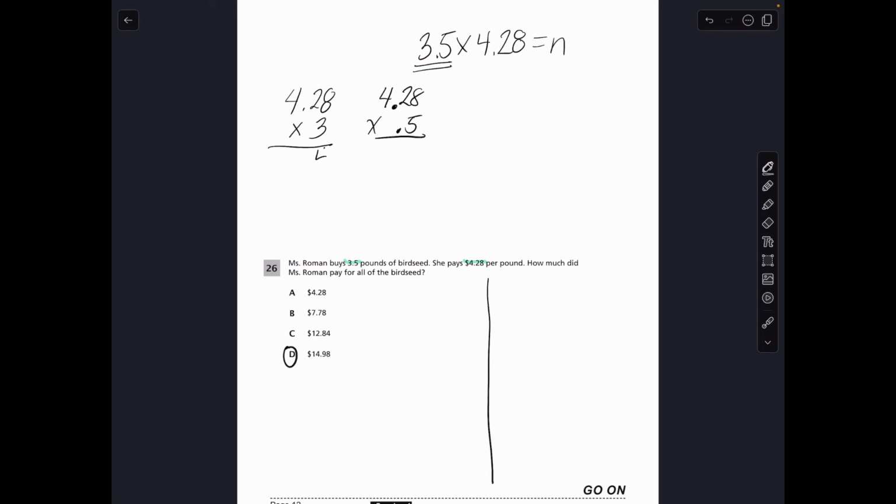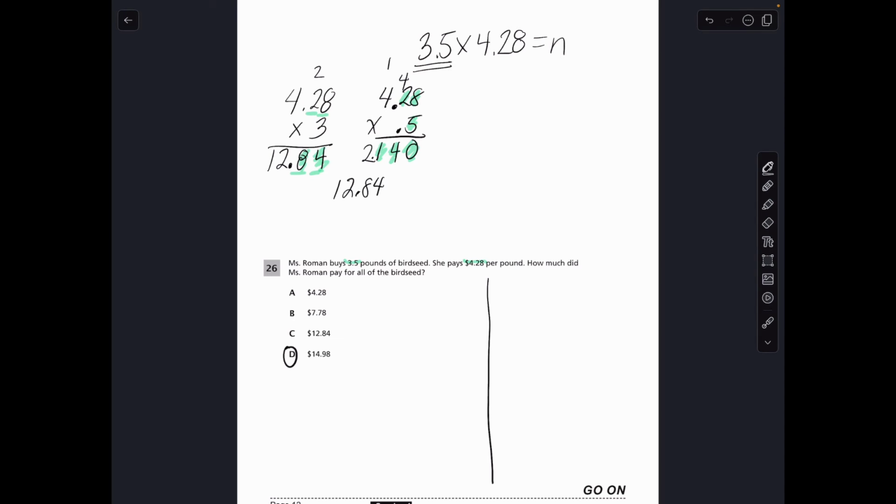3 times 8 is 24. 3 times 2 is 6, plus 2 is 8. 3 times 4 is 12. So here I end up with 1248. How do I know it? The decimal goes here, 2 digits behind, because I have 2 digits behind over here. And then you would do the same thing on this end. 8 times 5 is 40. 10 plus 4 is 14. 20 plus 1 is 21. But now I have 3 numbers behind the decimal, so I have to have 3 numbers in my product behind the decimal.